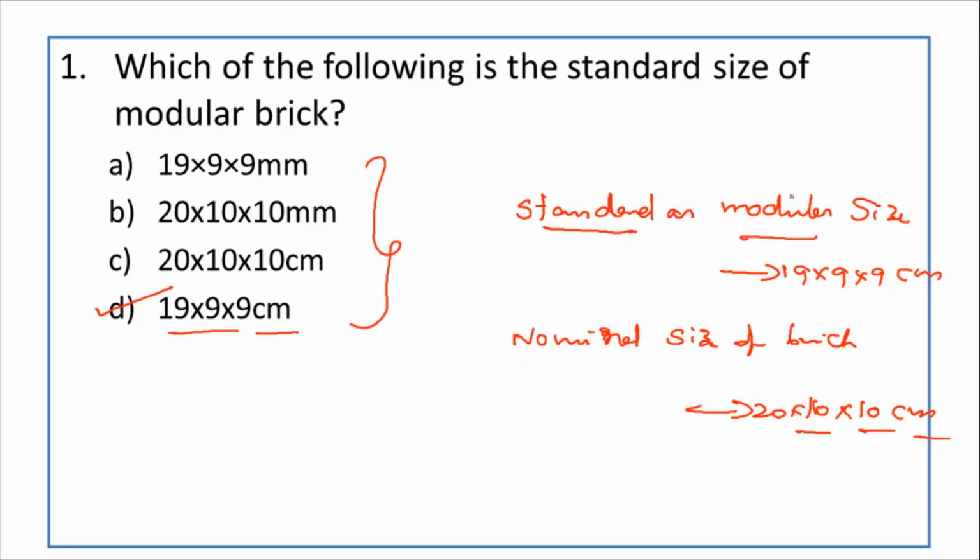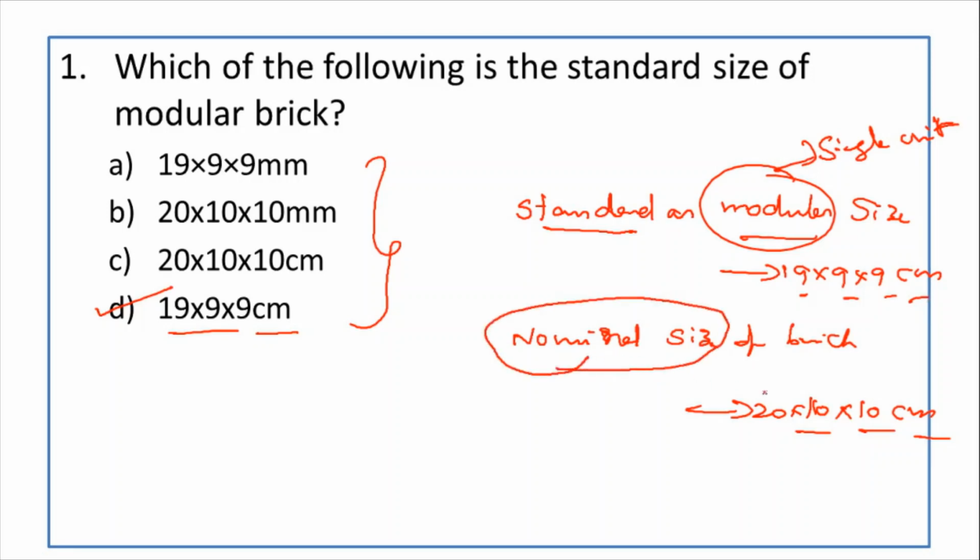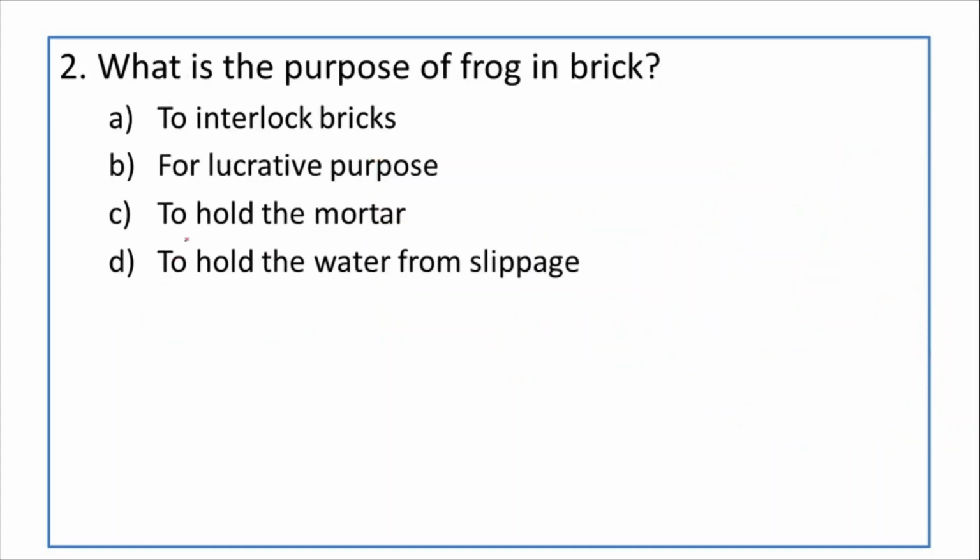Basically, module means nothing but a single unit. So they are asking the standard size of a single unit. So obviously what will be the answer? 19 by 9 by 9 centimeter. Suppose if they ask you the nominal size of modular brick, whenever you see nominal size in the question, then it will obviously be 20 by 10 by 10. Otherwise, if they ask you what is the size of the brick including the thickness of the mortar, then it will be 20 by 10 by 10 centimeter.